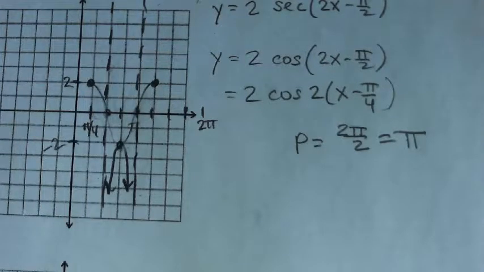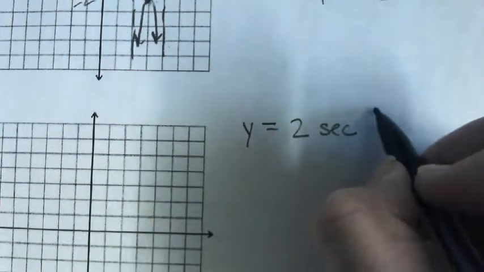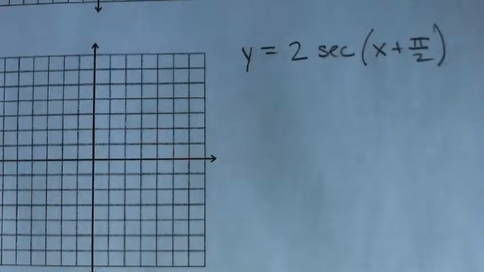No? Okay. On your paper right now, just as a practice, I want you to do this one. Y equals 2 secant of x plus pi over 2 on your own. So take a minute to do that.